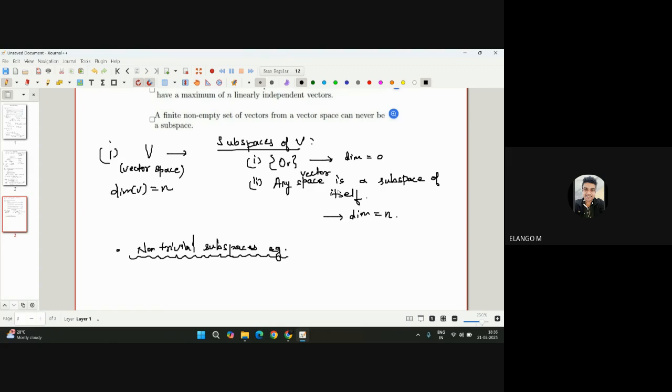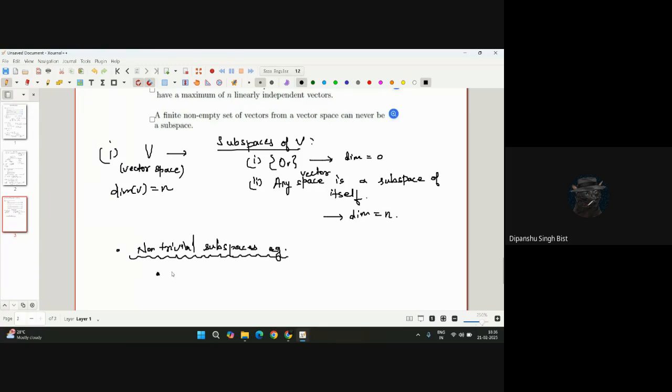It is also a subspace of R2. So what are the conditions that we require for something to be a subspace? First, it should include or inherit the zero vector from its parent space, and second, it should be closed under the vector addition and scalar multiplication that we defined in our parent space. Okay, so coming back to this, we have the example of non-trivial subspaces, right?